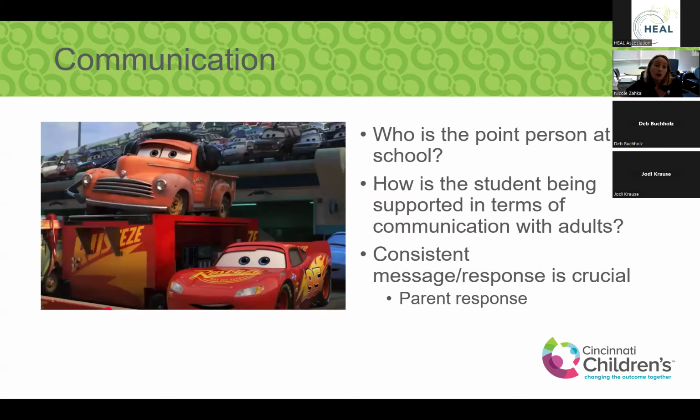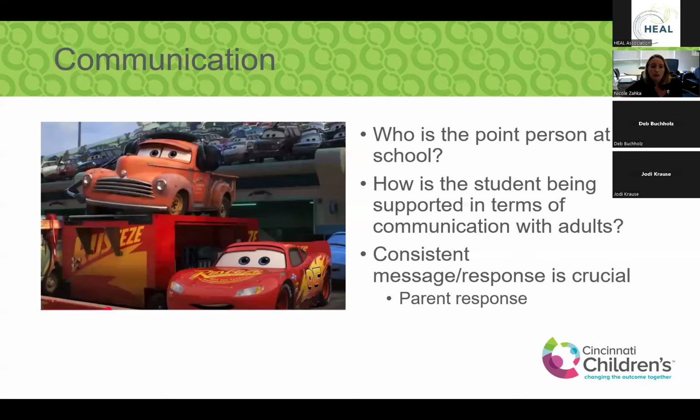From that standpoint, communication: who's the point person? Who are we communicating with? Do they understand? Do they feel competent to share with other parts of the pit crew? And is the student being supported in terms of communication with adults? Are we asking a student to do too much advocacy for themselves in a high intensity situation? And what can we do to pave that a little bit so that the student doesn't have to do all the work? A consistent message and response is really, really important, and that includes the parents.